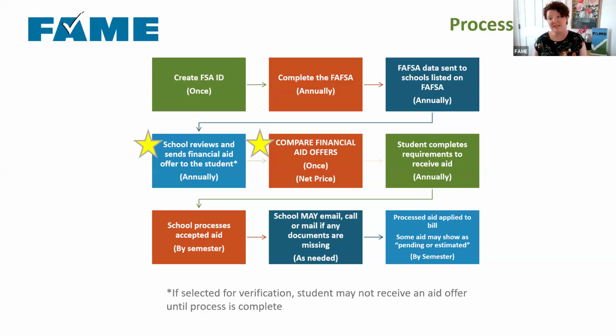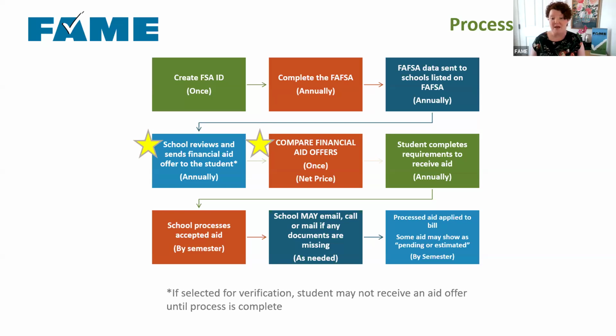After that, the student completes the requirements to receive financial aid. So sometimes that's just going to be through the online portal, just clicking which forms of financial aid they want and agreeing to it. Then the school will process that accepted financial aid each semester at the college.